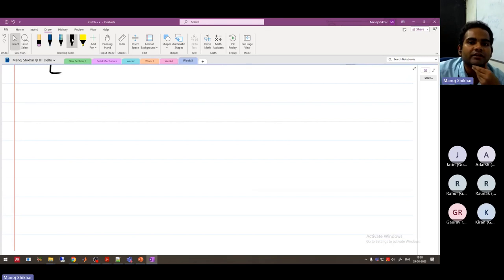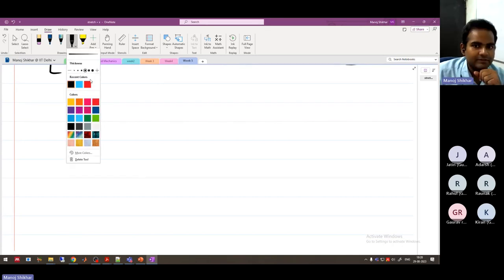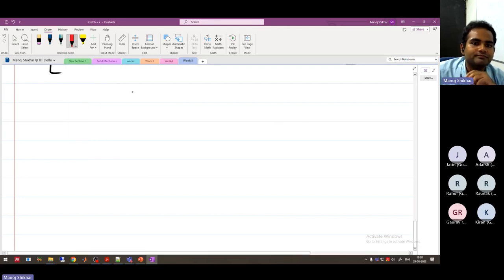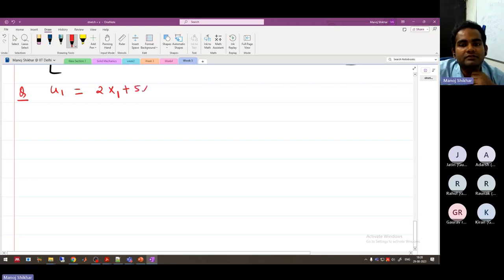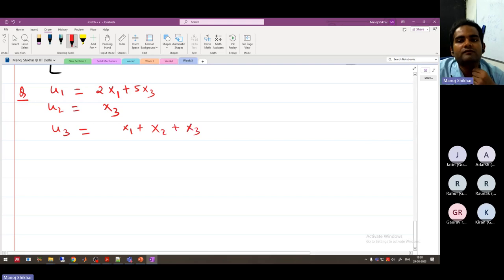Now let's see another kind of example where displacements are mentioned. Question: suppose you are given u1 as 2x1 plus 5x3, u2 equal to x3, and u3 equal to 5x1 plus x1 plus x2 plus x3. Let us assume we have this kind of displacement with us. So this is what displacement is given.